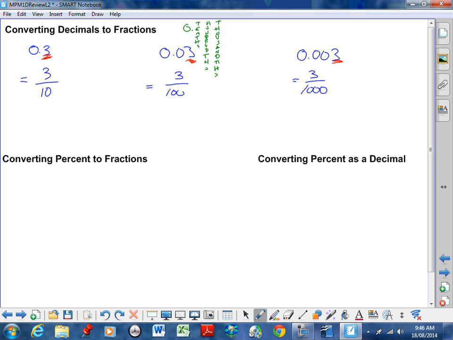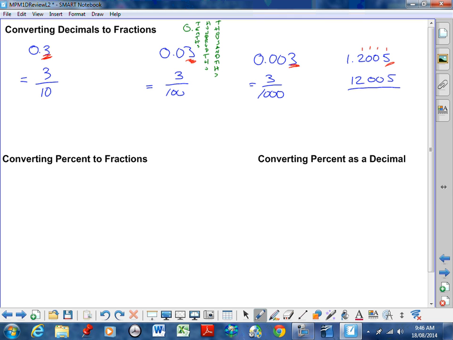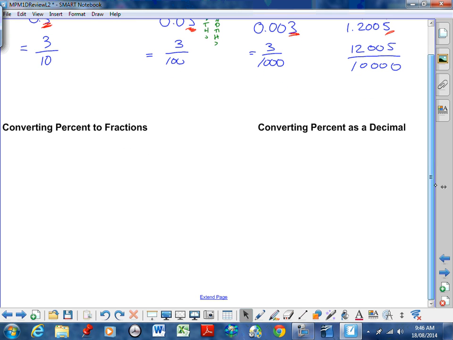You could have digits leading up to it, so I'll do one more brief example. Let's say we have 1.2005. Where is that last digit sitting? Tenths, hundredths, thousandths, ten-thousandths. So the 5 dictates what's going to be in the denominator. You write the top number, 12,005, and you put it over 10,000. That last digit, whatever placeholder it's sitting in, is your denominator. If it's in the ten-thousandths column, the denominator is 10,000. Just that simple.